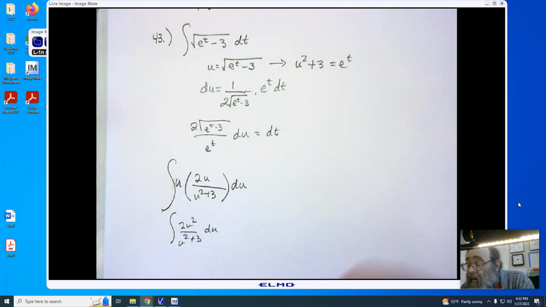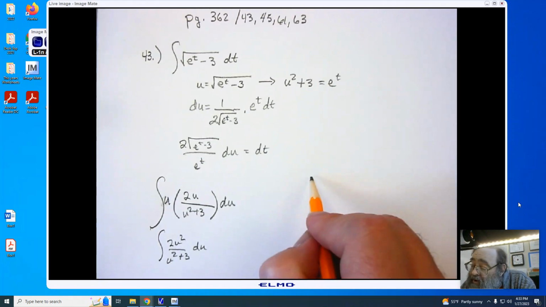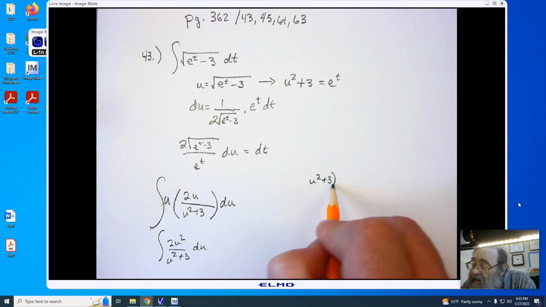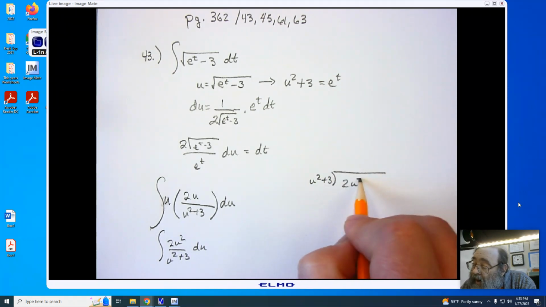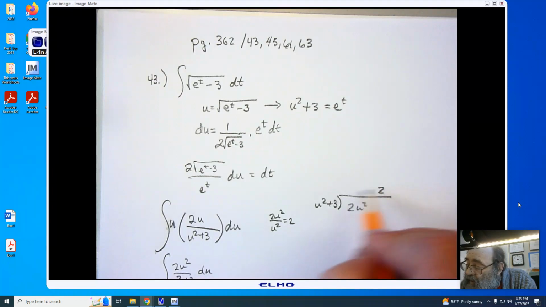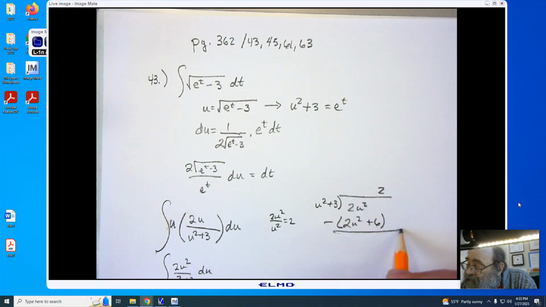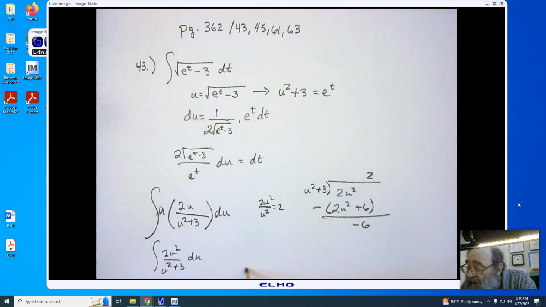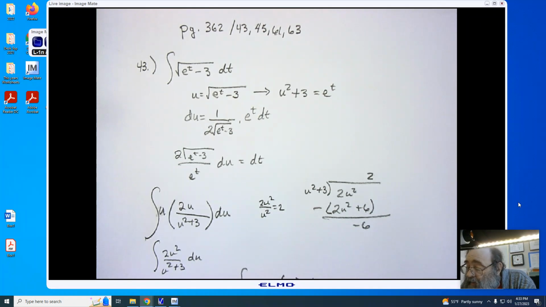And when our powers are equal, or when the numerator is greater, we have to do long division. So we want to make sure that we set this up as u squared plus 3 divided into 2u squared. I then take the first term inside over the first term outside, and I have 2. I distribute 2u squared plus 6 and subtract, and I get negative 6, and this is the remainder. So I'm now looking at the integration of 2 minus 6 over u squared plus 3, the quantity du.